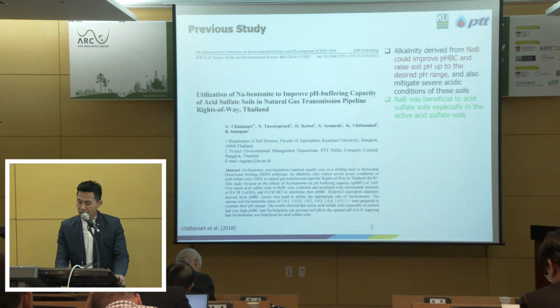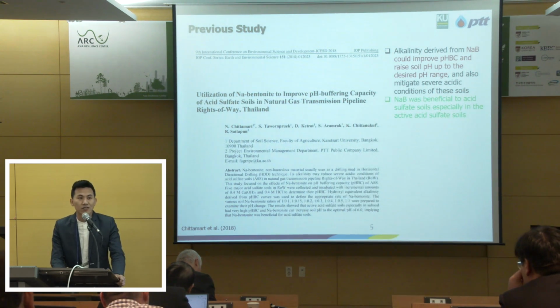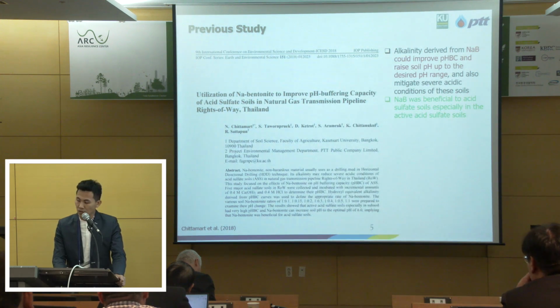Based on our previous study, recently, earlier this year, we found that using sodium bentonite could decrease the pH/BC of the soil and also raise the soil pH to the desired pH. So it's pretty useful for the acid sulfate area.